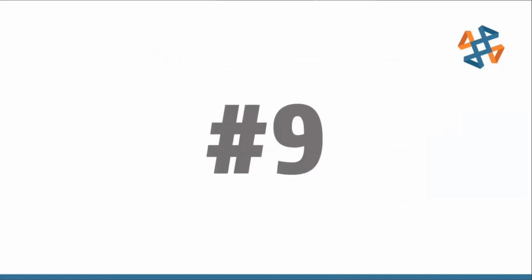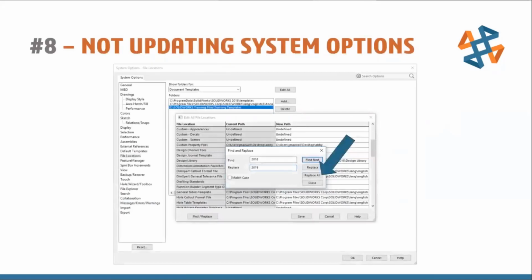So that one's huge. Go back to that screenshot. So that's in System Options, File Locations, and then you hit Edit All. And that'll show you all your file locations.